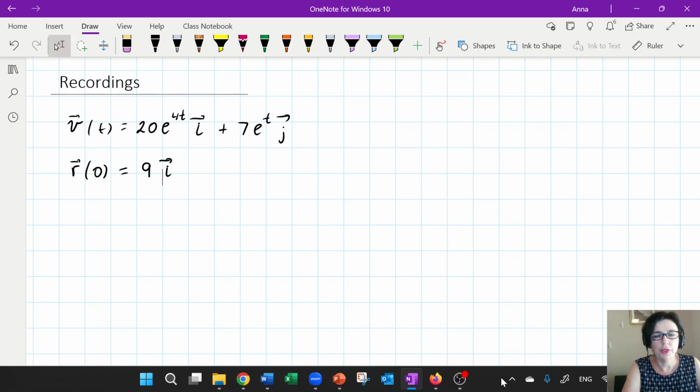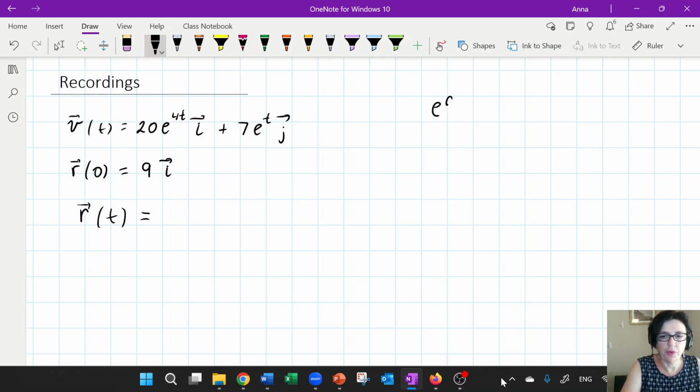Hello guys, in this video I'm going to show you how to find the position function from velocity and the initial condition. So you should know that velocity is the derivative of the position, so that the position is going to be the integral of velocity. So let's try to integrate 20 e to the 4t.